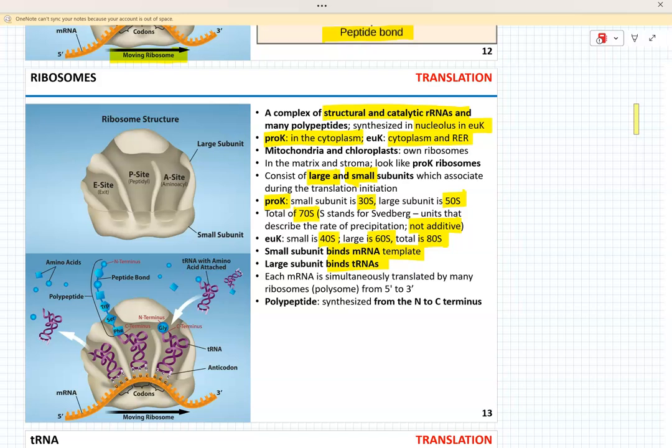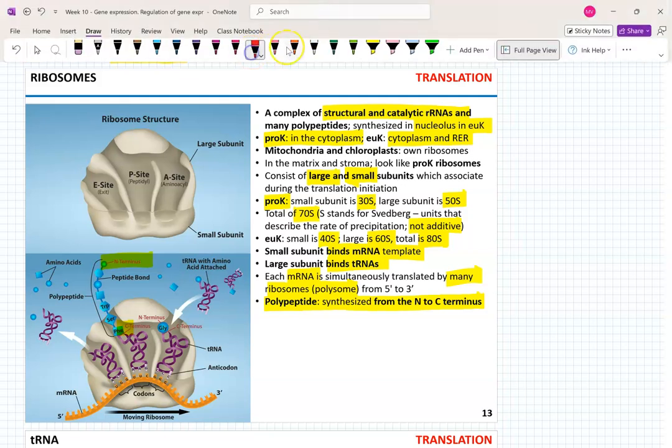As in eukaryotes and in prokaryotes, mRNA is translated at the same time by many ribosomes. We've already encountered that phenomenon. It's a polysome, and the translation occurs from the 5' to 3' end of mRNA. The polypeptide is synthesized from the N to C terminus. You may remember this terminology from our conversation about amino acids.